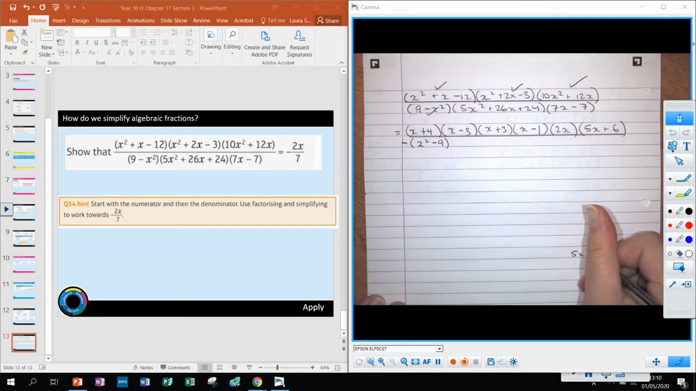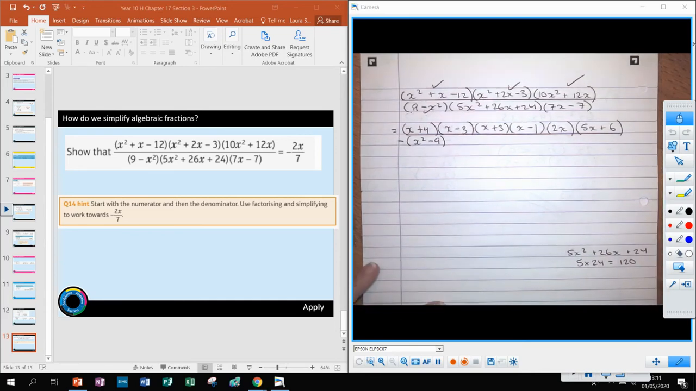So let's have 5x squared plus 26x plus 24. Okay, 5 times 24 is equal to 120. So I need to multiply to 120, but add to 26. Okay, so can we think of anything that does that? Absolutely, 6 times 20. That's lovely. So a 6 and a 20.